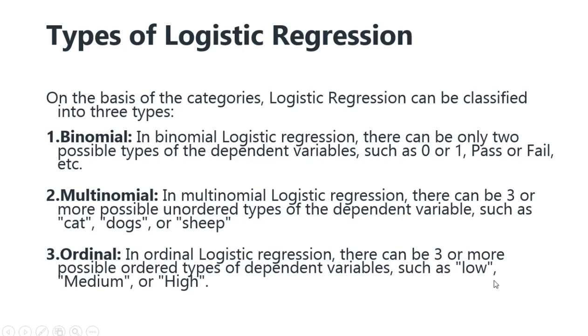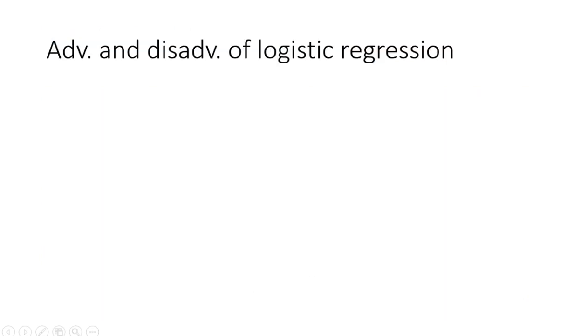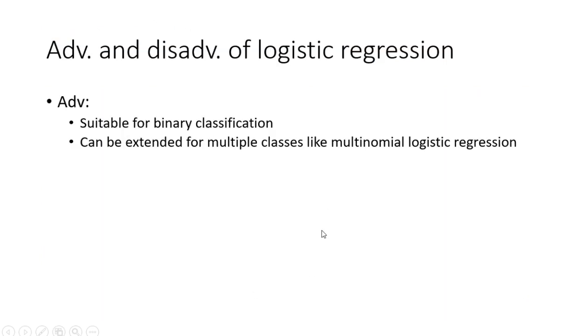And the third one is ordinal. In ordinal, you have ordered types of dependent variables. You have an ordering between your variables like low, medium or high. So ordinal, as the word itself says, is ordering. You have an order between your output variables or dependent variables, whether it belongs to class low, class medium or class high. So now let's see the advantages of logistic regression.